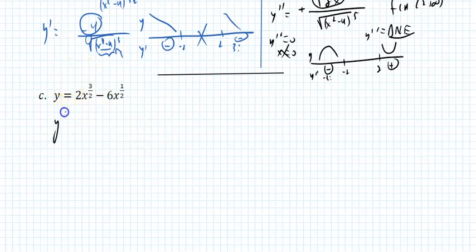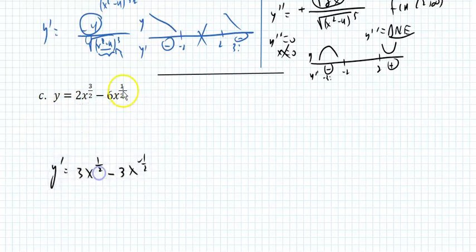Next problem, y prime would be, bring the power down, so that's 3x, subtract 1 from the power, minus half of 6 is 3x to the negative 1/2. I missed the first part actually. Keep in mind those stand for radical. So that's the square root of x cubed, that's the square root of x. Domain, x is bigger than or equal to 0.